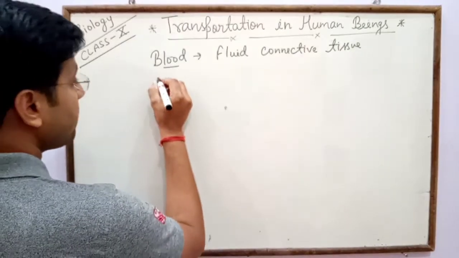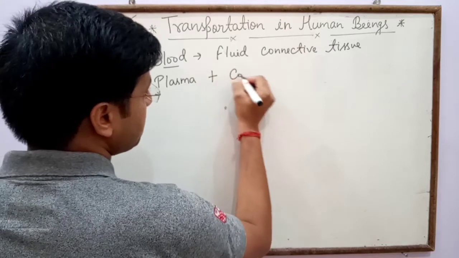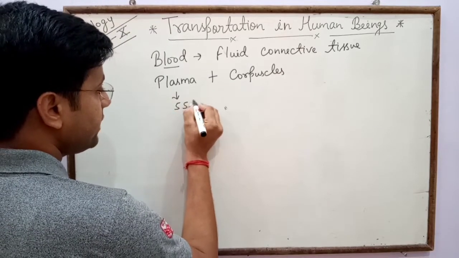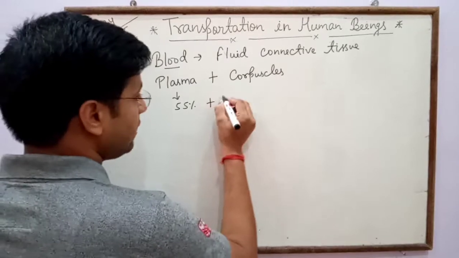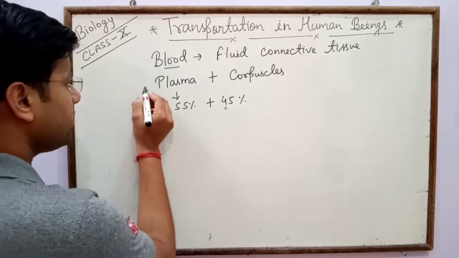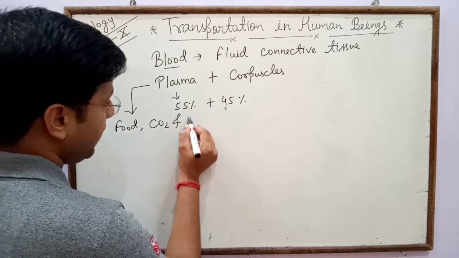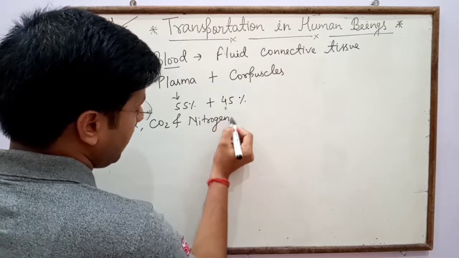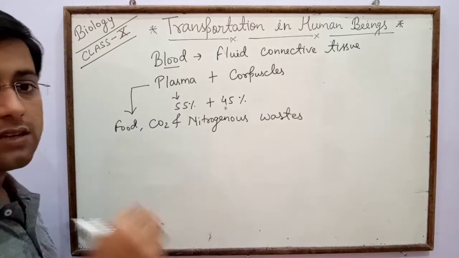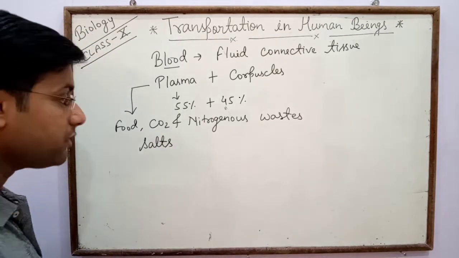Blood consists of plasma and corpuscles. In case of plasma, 50% part of blood is plasma and 45% of blood is corpuscles. Plasma is responsible for transportation of food, carbon dioxide and nitrogenous waste from one part to other part, while other substances like salts are also conducted through blood from one part to other part.